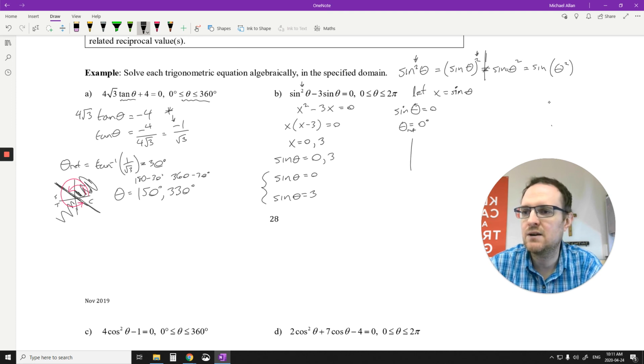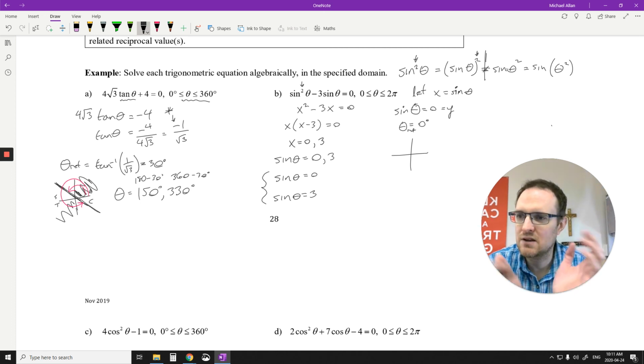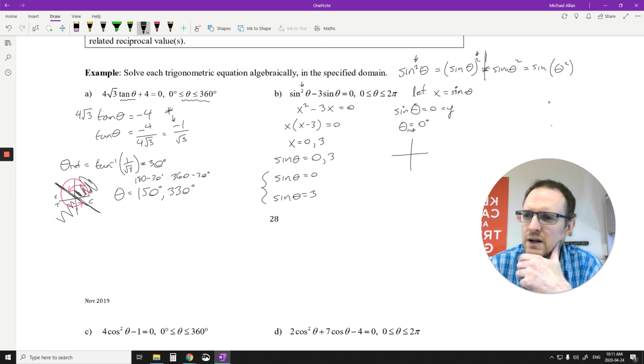Okay, so let's find out where sine is 0. Remember, this is my y value. So where's my y value on my circle? This is a quadrantal angle. 0 degrees is quadrantal. So where is y equal to 0? Y is equal to 0 here on the x-axis and here on the y-axis. So it's in those two quadrants, so I have this angle and this angle.